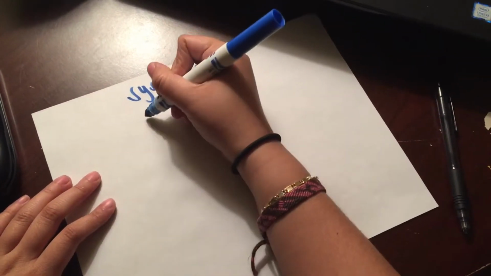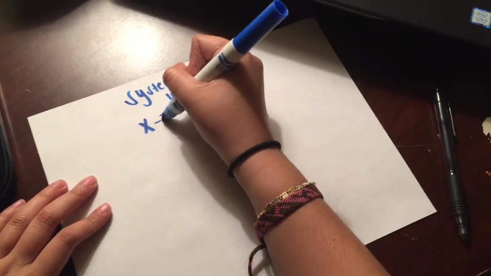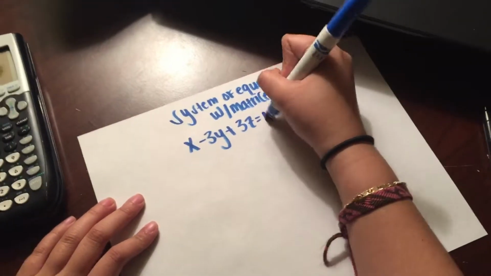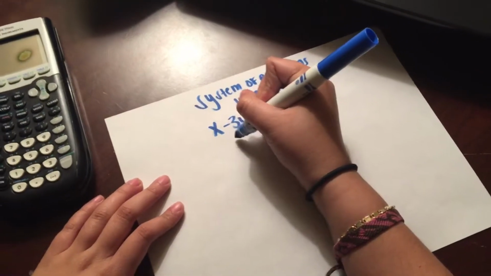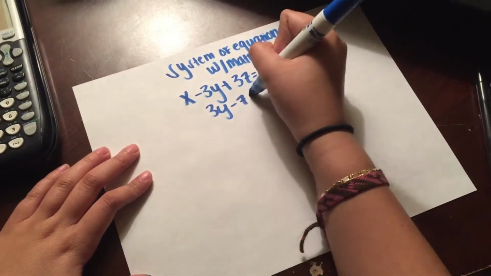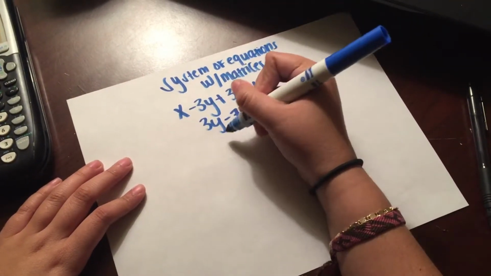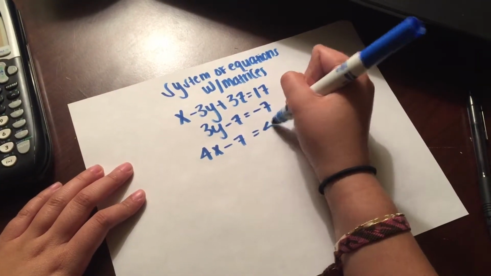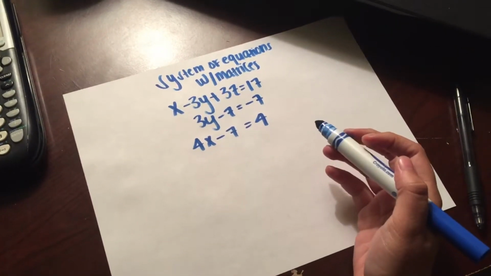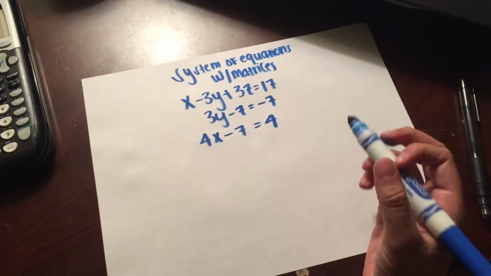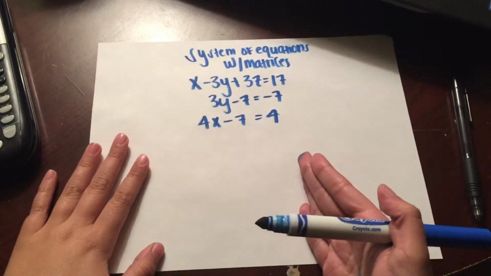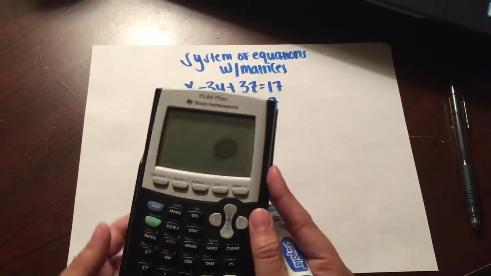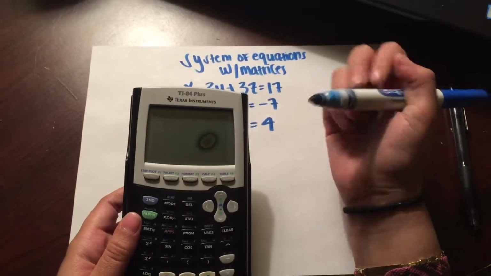So basically, I'm going to write out the equation, which is x minus 3y plus 3z equals 17. Then 3y minus z equals negative 7. 4x minus z equals 4. So basically, you don't have to write anything else on your paper and can just leave it like that and go straight to your calculator, which should be a TI-84 or some type of model.